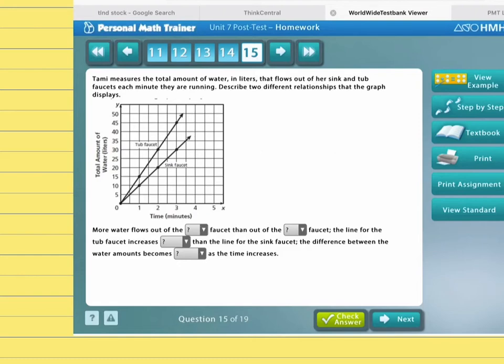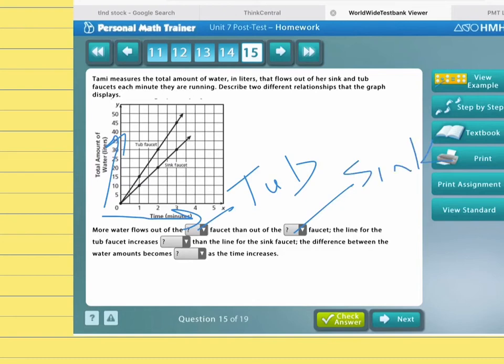Question 15, 2 faucets, a tub faucet and a sink faucet. Well, obviously, as time goes by, here's your time going across here, more water is lost from the tub than the sink, which makes sense because the tub is a bigger faucet. So more water flows out of the tub than out of the sink. The line for the tub faucet increases faster, or greater, than the line for the sink. The difference between the water amounts becomes greater every time. So you can see the difference here is greater as time goes by. So these are becoming greater and greater and greater.